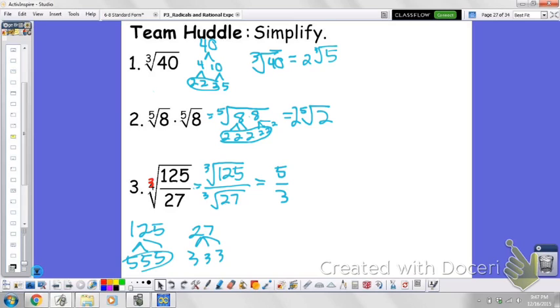So here are all the solutions. Again, I apologize for the bottom one, but go ahead and take a look at those.